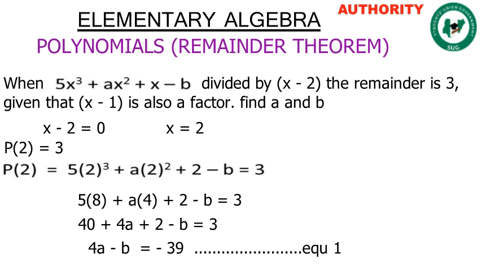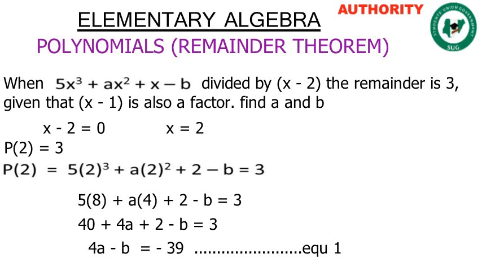Let's take the 42 to the other side. So we are going to have 4a minus b is equal to 3 minus 42. So 3 minus 42 will give us minus 39. So we are having 4a minus b is equal to minus 39. Let's call this equation 1.